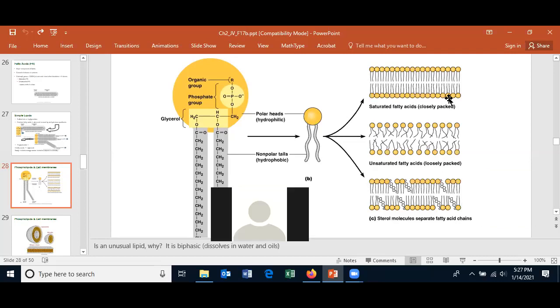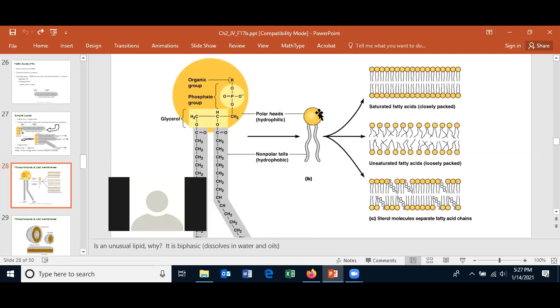We'll talk about these later. They'll line up like this because the tails don't like being around water. So we'll have water up here and water down here, and then the tails will all come together because they like being around other tails because they're nonpolar. Nonpolar molecules like being around nonpolar molecules. And then the heads will face the water.